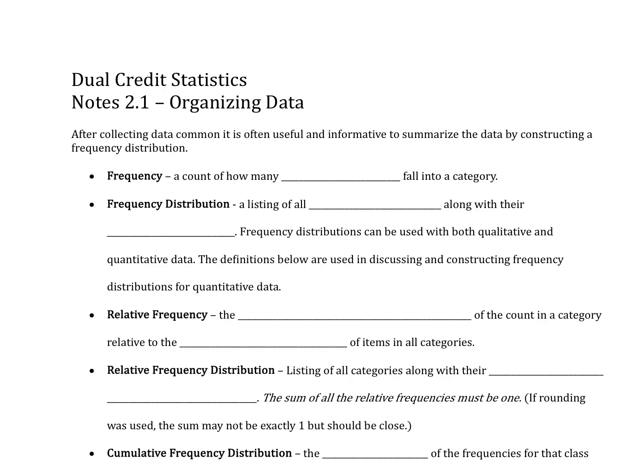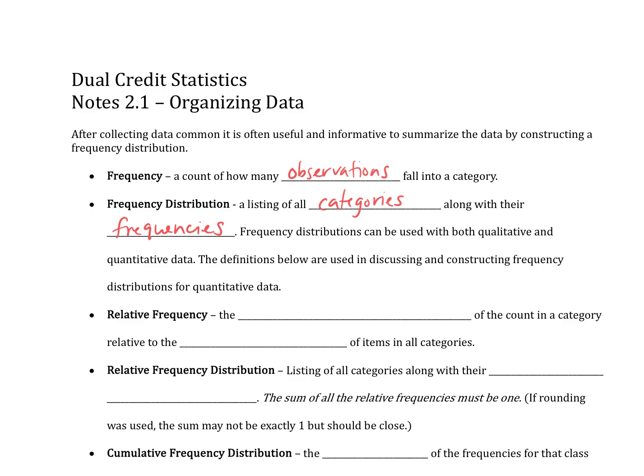Okay, a frequency is a count of how many observations fall into a category. A frequency distribution is a listing of all categories along with their frequencies. Frequency distributions can be used with both qualitative and quantitative data. The definitions below are used in discussing and constructing frequency distributions for quantitative data.